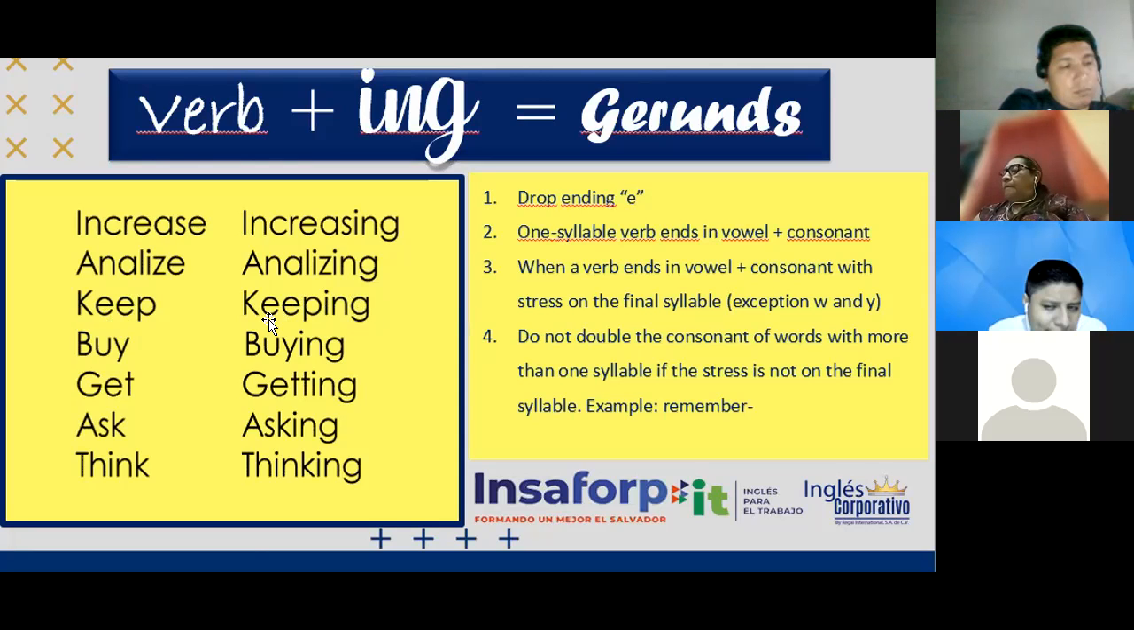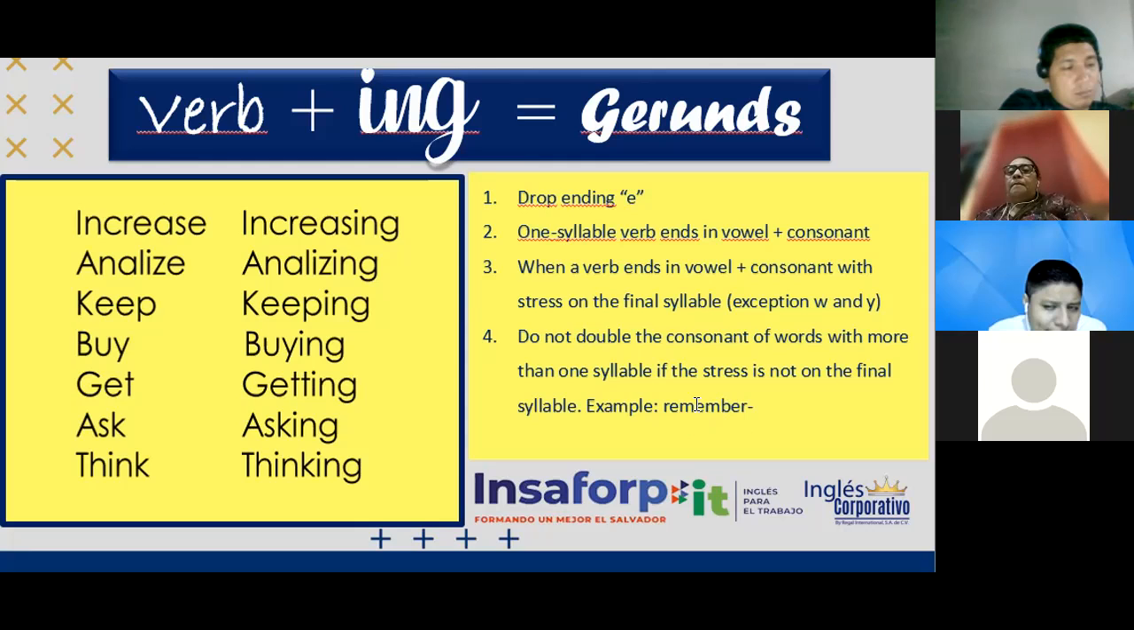Aquí no doblamos, ¿por qué? Porque habían dos vocales atrás de la consonante, ¿ok? Bien, este es un ejemplo, ya vamos en la número 4, ¿verdad? Por ejemplo, en este verbo, remember, ¿ok? A la hora de escribirlo podríamos decir, ah, tiene una vocal, tiene una consonante, ¿verdad? Pero tiene más de una sílaba. No es unisílabo, ¿ya? Esa es una de las cosas.